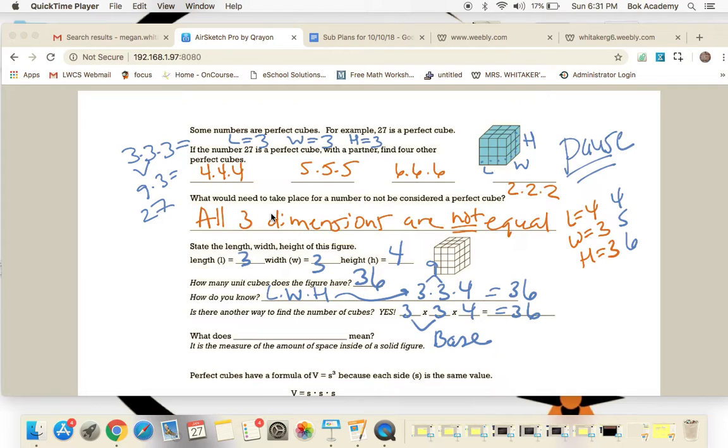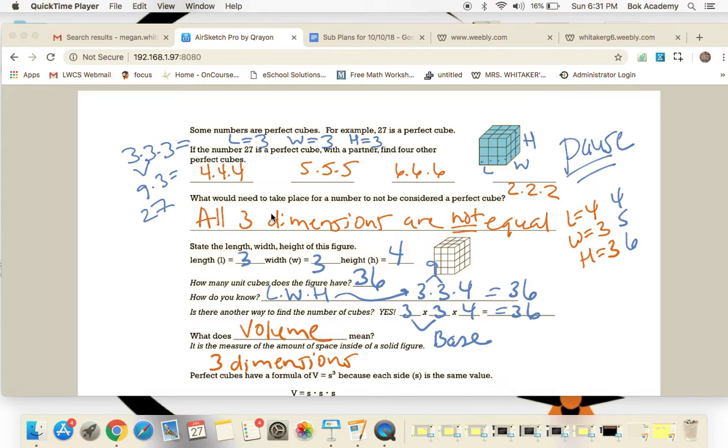What does volume mean? What you fill in there. It is a measure of the amount of space inside of a solid figure. A solid figure, again, has 3 dimensions. Kind of makes me think about the 3D movies that we see when we go to a movie theater. A regular movie has just 2 dimensions, just a length and a width, and it does not come out at you. But when you watch a 3D movie, it actually comes out and it has that 3rd dimension.